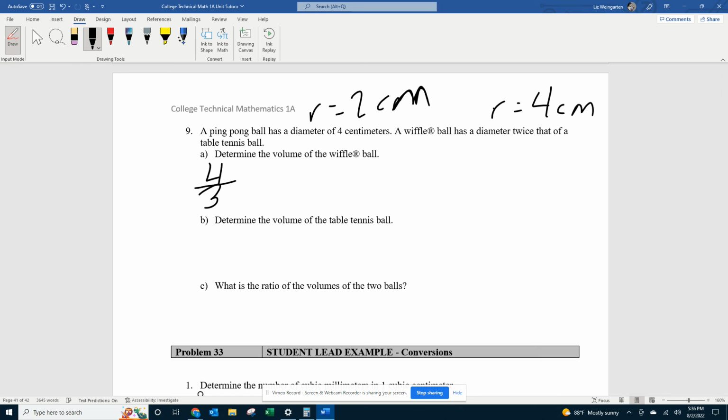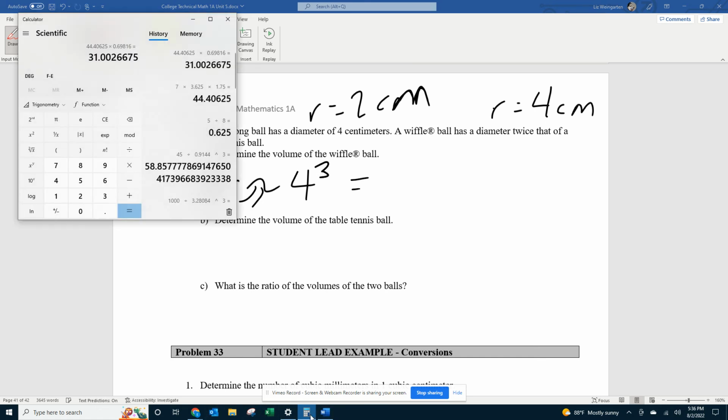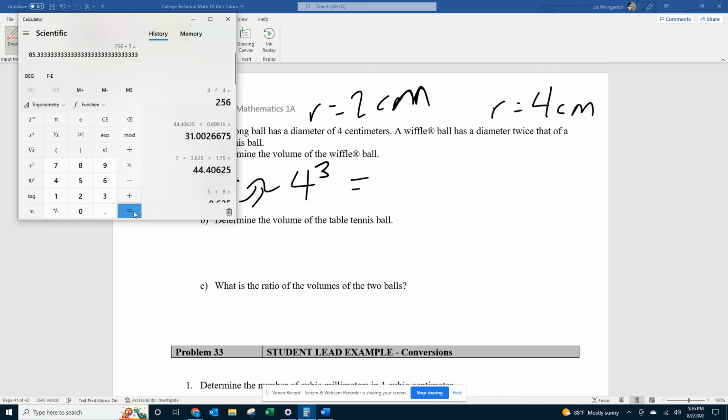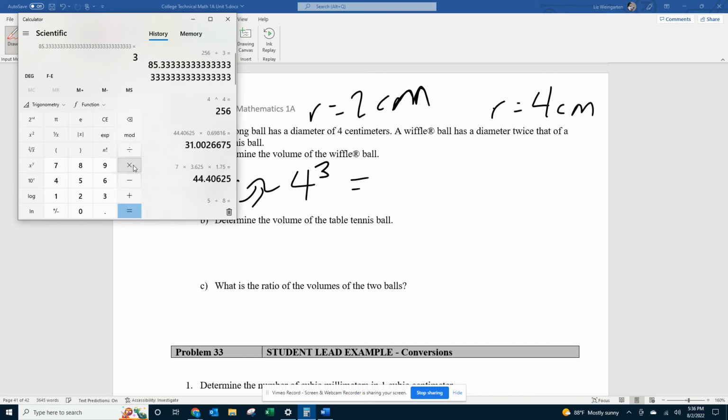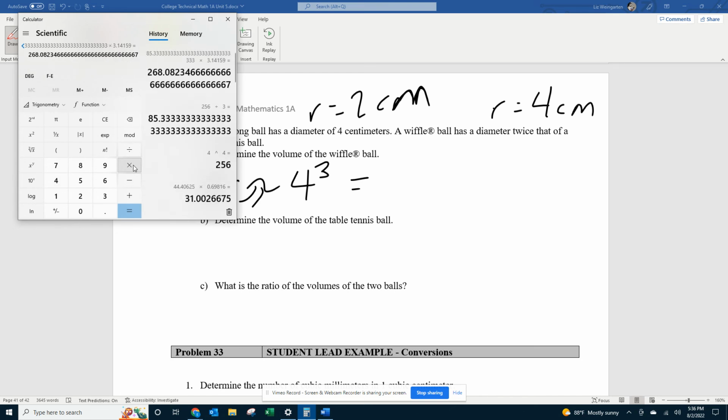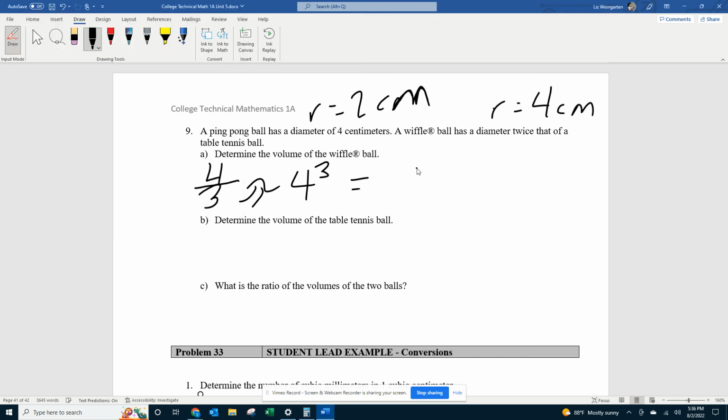4/3 pi. Our radius for the wiffle ball is 4, and we're going to cube it. So 4 to the third times 4 is going to be 4 to the fourth. So that's what I'm going to do. 4 to the fourth divided by 3 times 3.14159. And we get about 268 cubic centimeters.